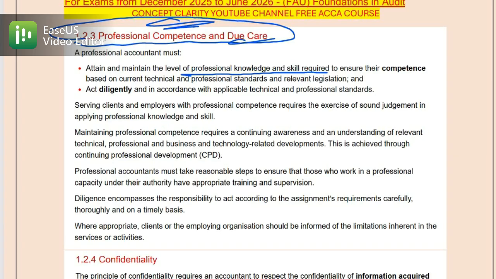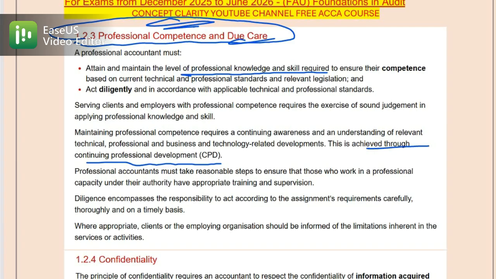And this is the ongoing duty. It is achieved through something called CPD, continuing professional development. Clear? So even after you qualify, you are expected to keep learning and updating your knowledge. Clear? You have to keep updating yourself with the latest.